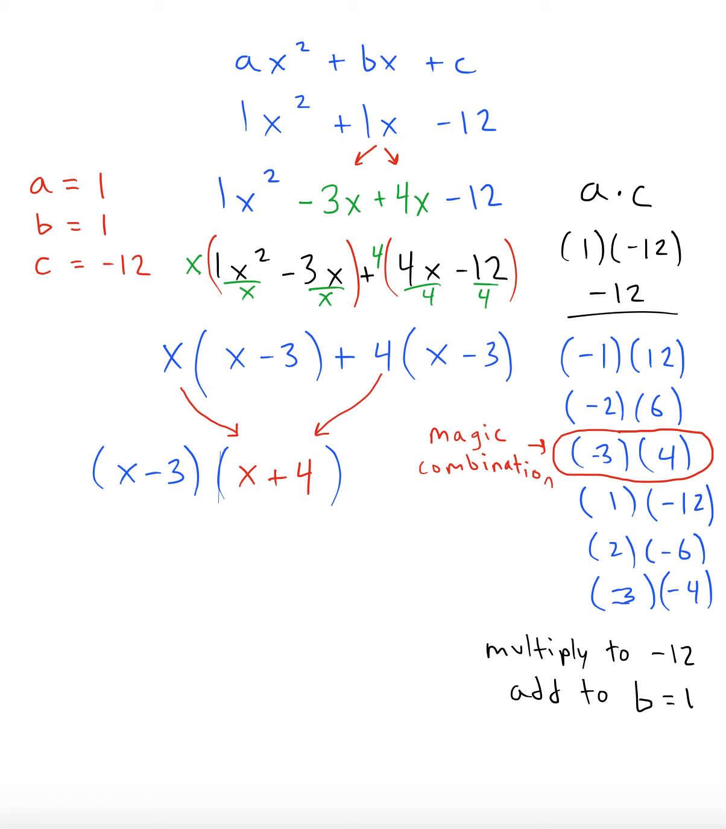And you may notice that the numbers that are in there happen to be the magic combination. Aren't they? Here's the negative 3 that we had found right here. And here is the 4 that we had found here.